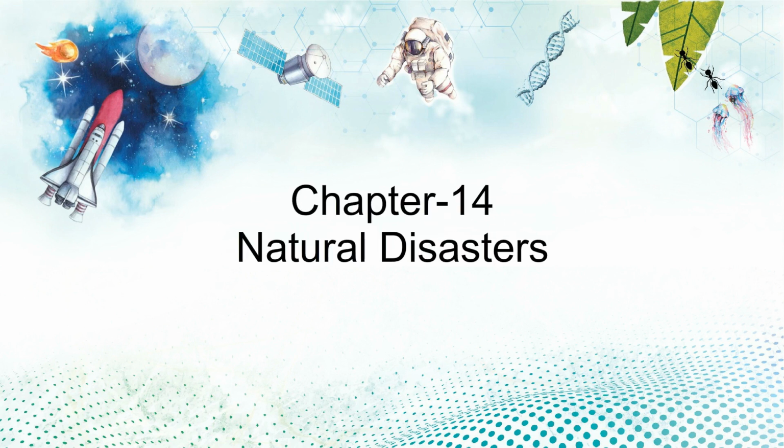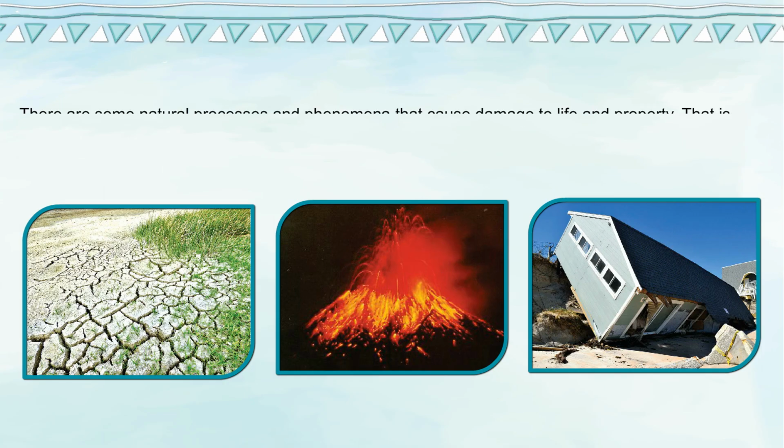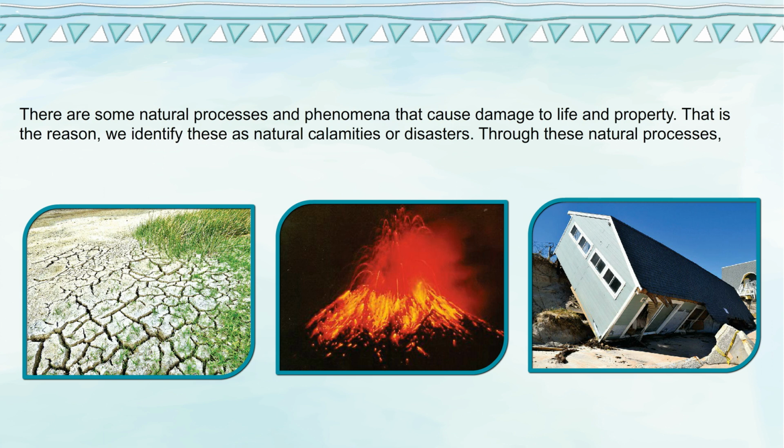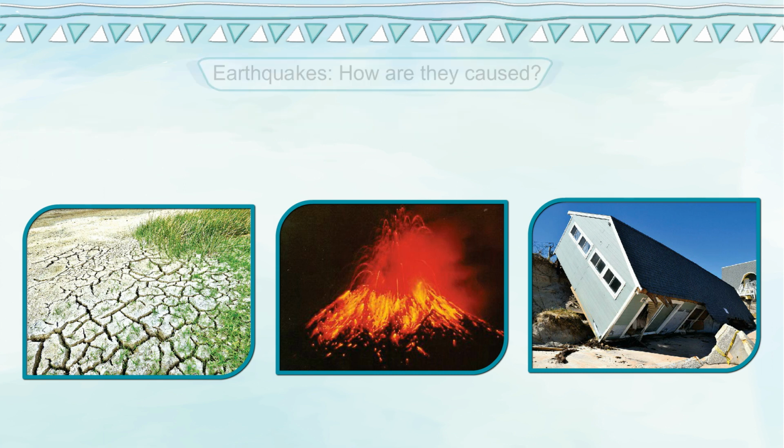Chapter 14. Natural disasters. There are some natural processes and phenomena that cause damage to life and property. That is the reason we identify these as natural calamities or disasters. Through these natural processes, our earth changes with time.